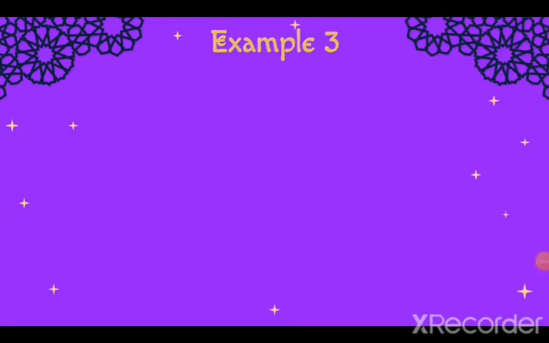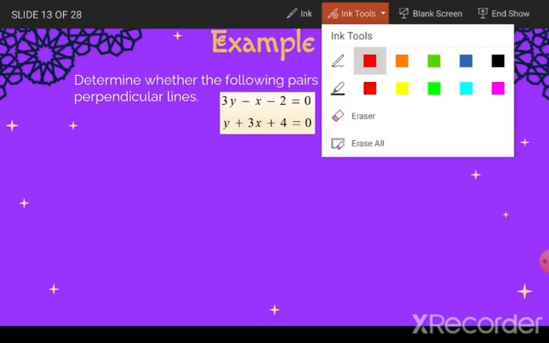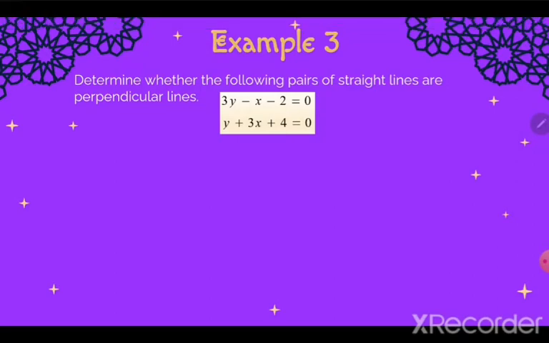Okay, let's look at example 3. Determine whether the following pairs of straight lines are perpendicular lines. Determine, or in Malay we say it as tentukan. So if we want to determine perpendicular lines, before we said that if 2 lines are perpendicular to each other, therefore M1 times M2 must be equal to -1. So we need to fulfill this part.